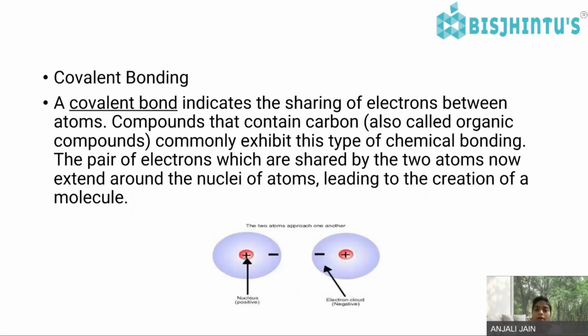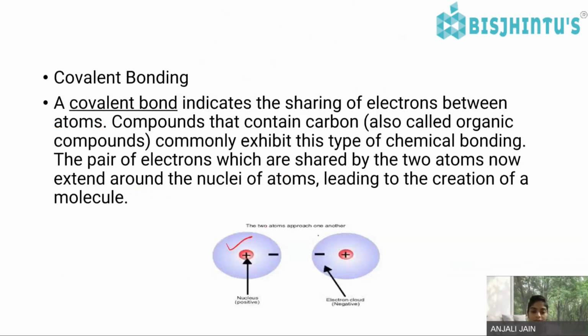Now covalent bonding. A covalent bond is the bond formed by the sharing of electrons. There is no gain or loss of electrons as there was with ionic bonding. Compounds that contain carbon, also called organic compounds, commonly exhibit this type of chemical bond. The pair of electrons shared by two atoms extends around the nuclei of the atoms, leading to the creation of a molecule.